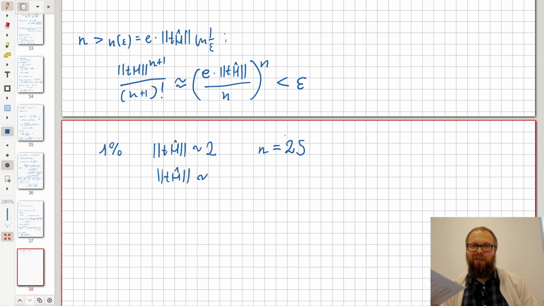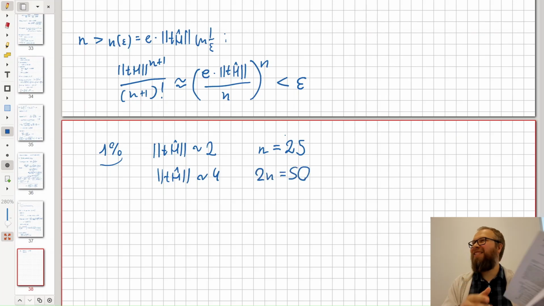Of order 4, so twice the time, that would mean you would get the same accuracy, but time twice as long. That would mean you have to go to n, 50 terms. Super inefficient. I mean, it's so much calculation. But at least linear with time. Linear with time. And the scaling with accuracy is also slowly growing.